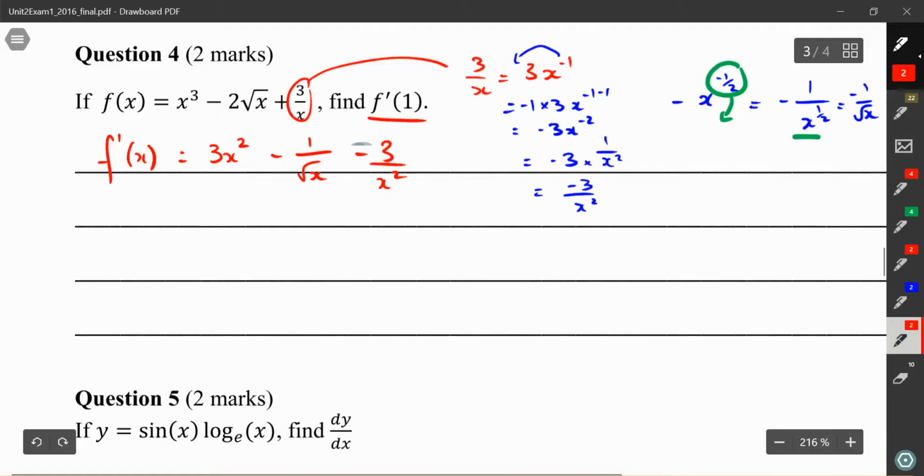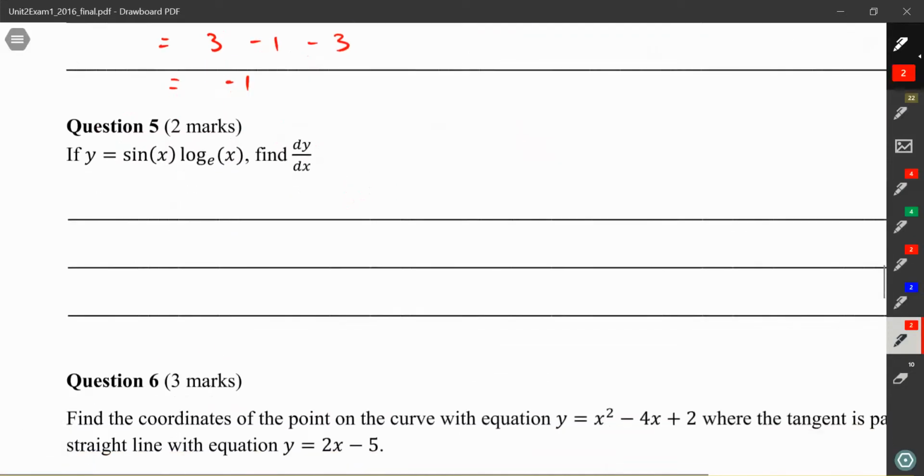Now f dash of 1 just means I'm going to substitute 1 to find the gradient. So substituting 1 in, minus 1 on root 1, minus 3 on 1 squared, works out to be 3 minus 1 minus 3. And that just ends up being negative 1.